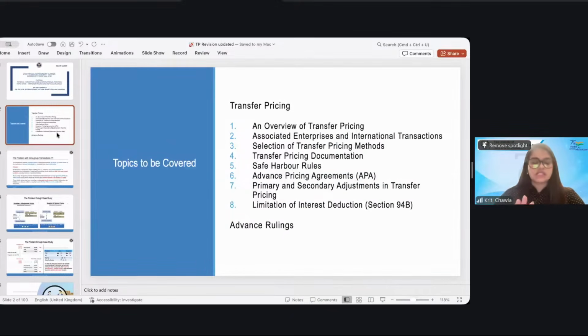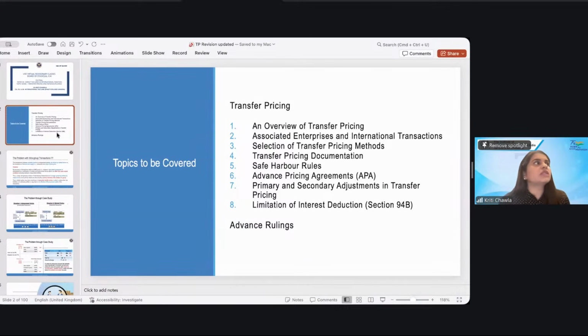Now, as far as transfer pricing is concerned, we shall be starting with an overview of transfer pricing. Now, I understand that this is a revisionary lecture, but still we will be talking about what was the need to have transfer pricing. We'll discuss the problem with the help of a case study, and then we'll tell you about what is the rule that has been introduced to make sure that those tax avoidance strategies do not happen. That is where transfer pricing law came in, and that is what we will be talking about.